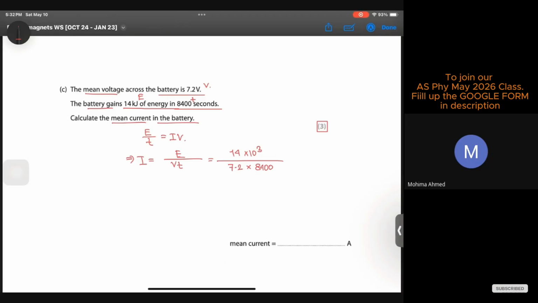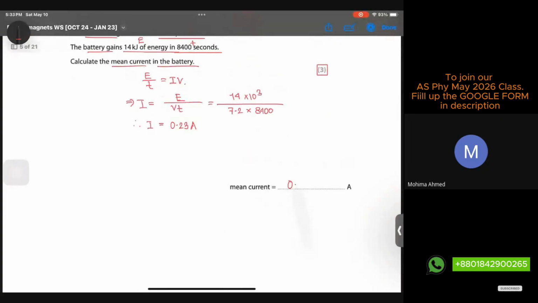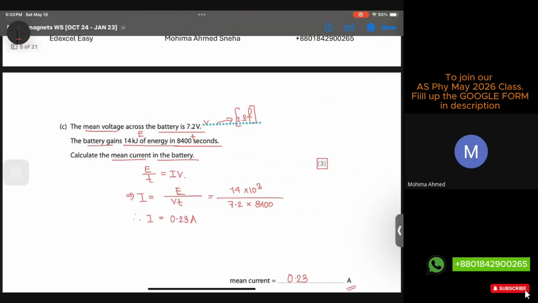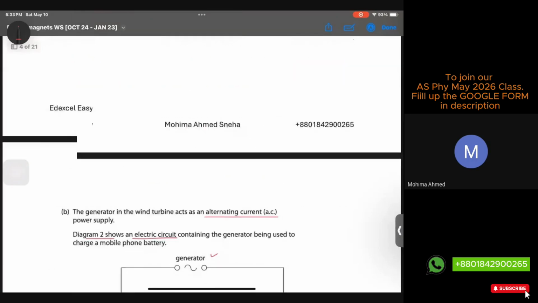But I can see every data in here was given in two significant figures, right? In the question, every data was given in two significant figures. And in that case, we can consider writing it as 0.23 amp. 0.23 amp. That's it.